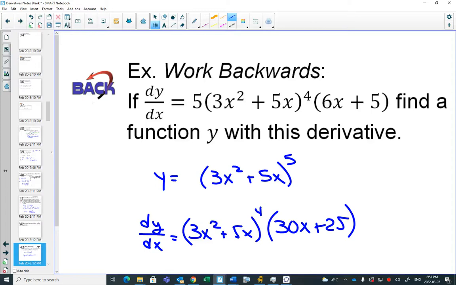This is a preview 2 units from now. Right now, we're developing the skills of our product rule, quotient rule, chain rule, power rule. We're getting really good at them. The odd time I throw one of these in, hey, can you work backwards?